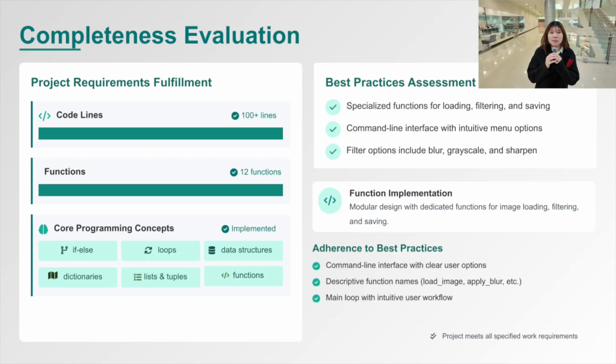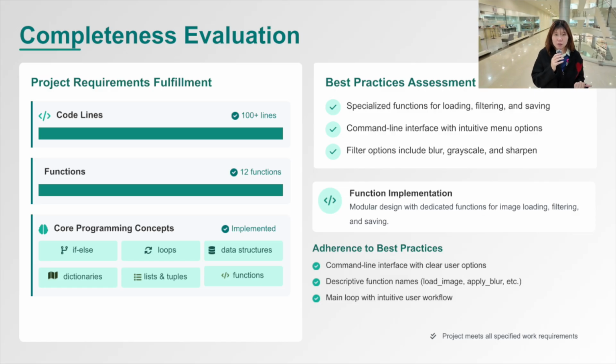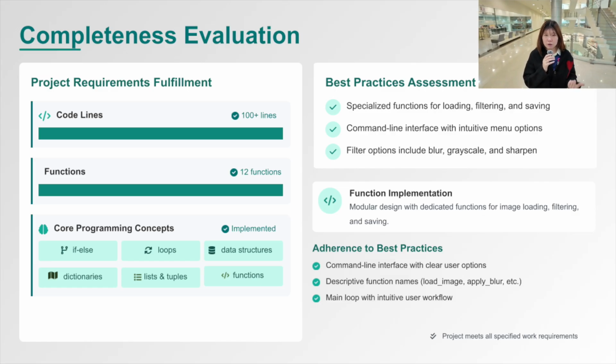structures. Now, in terms of the completeness evaluation, we have more than 100 lines of code. We have in total 12 functions. We've employed if-else, loops, data structures, dictionaries, lists, and tuples, and functions as core programming concepts within our code. We have followed the best practices, such as we have specialized functions for loading, filtering, and saving. We have command line interface with user-friendly menu options. We have filter options, which includes grayscale, blur, sharpen, and emboss.